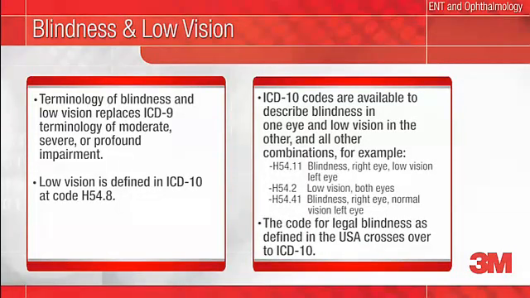ICD-10 codes are available to describe blindness in one eye and low vision in the other, and all other combinations. On screen are 3 code examples. Finally, the code for legal blindness, as defined in the USA, crossed over from ICD-9 unchanged.